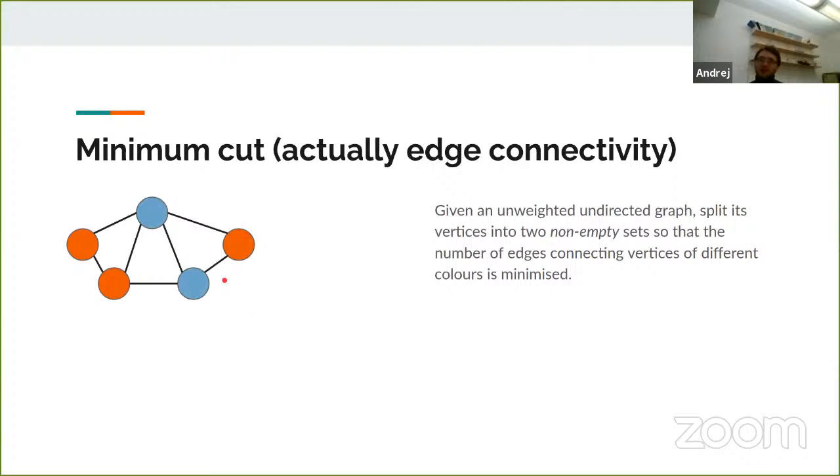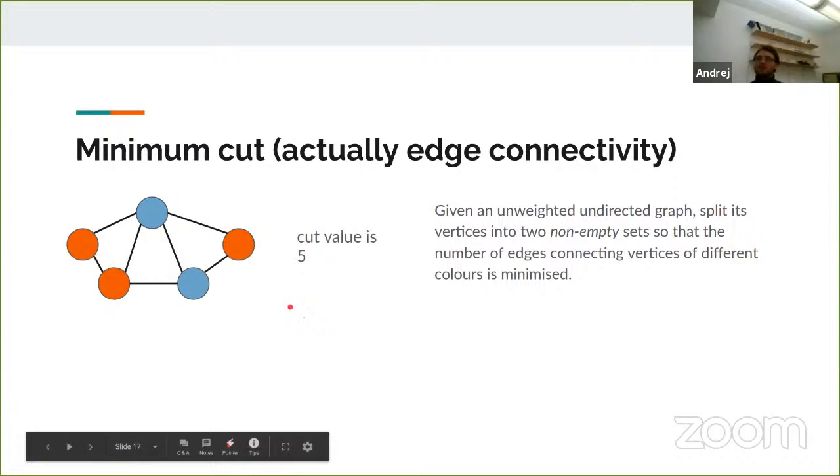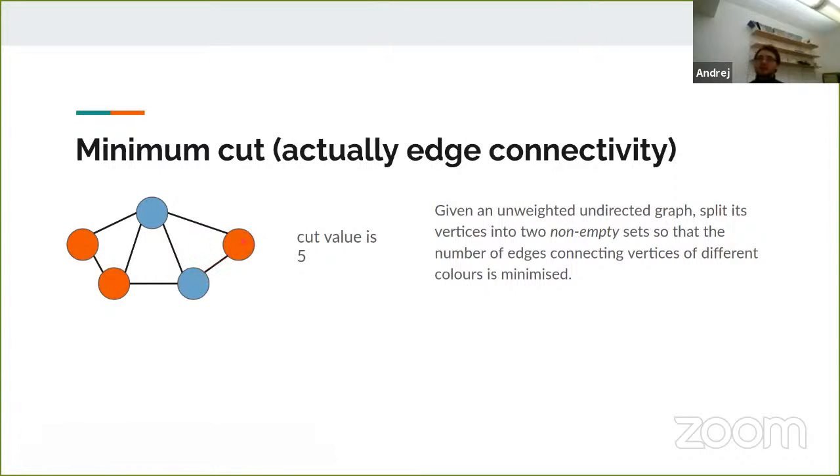So consider this graph here. I've split it into two sets, one blue and one red. So these two are blue, these three are red, and the cut value is 5. So you count the edges. There's this edge here that crosses the cut. There's this edge here that crosses the cut. And there's these two that cross the cut. There's this one that crosses the cut. So 5 edges cross the cut.